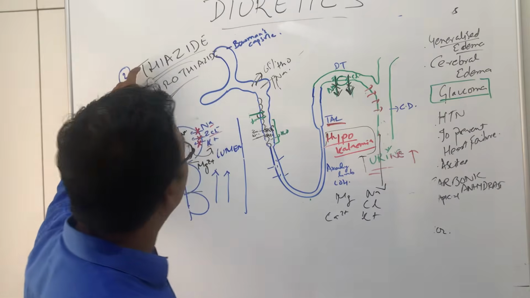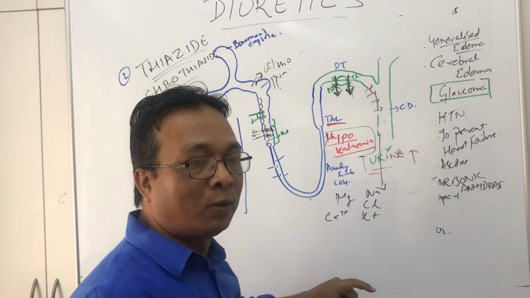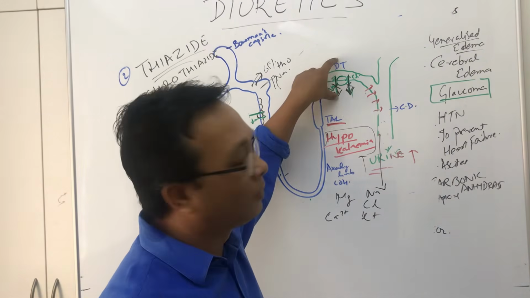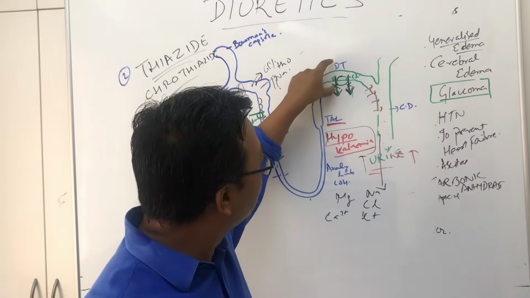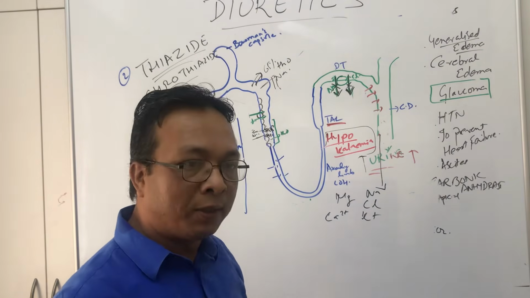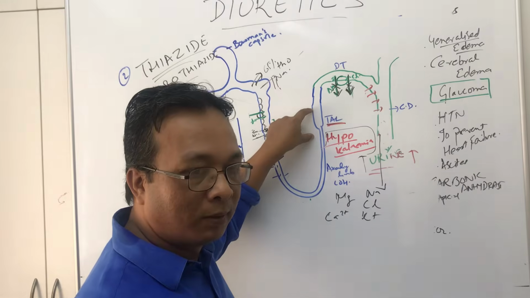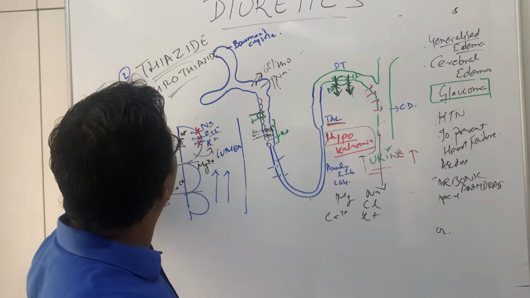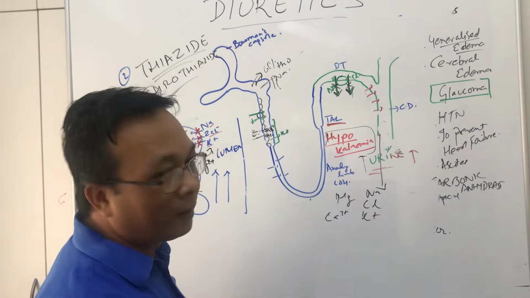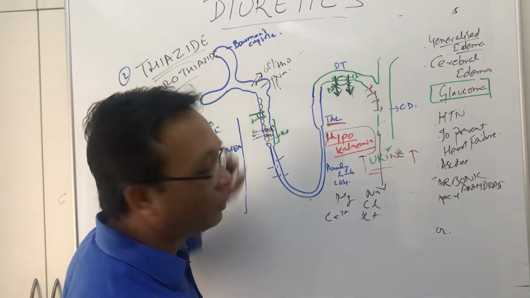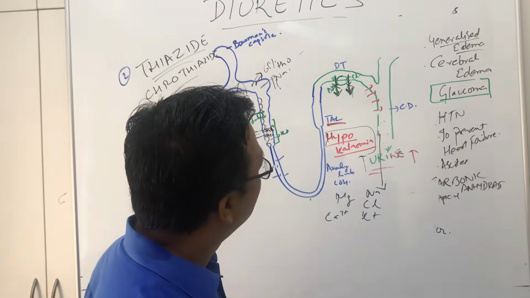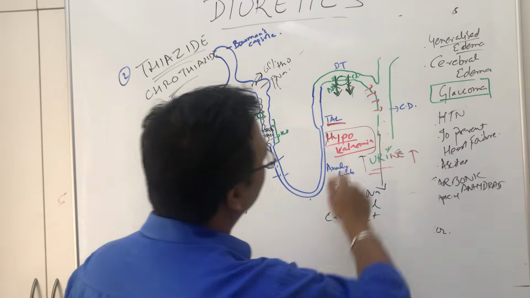So the thiazide group of diuretics, where they act, the question for year ones: they act on the distal tubule. Where the loop diuretics act, they act on the thick ascending limb. Where the number 1, the carbonic anhydrase inhibitor diuretics, act, they act on the proximal tubule. Simply for the MCQs. Now coming to the cortical duct.